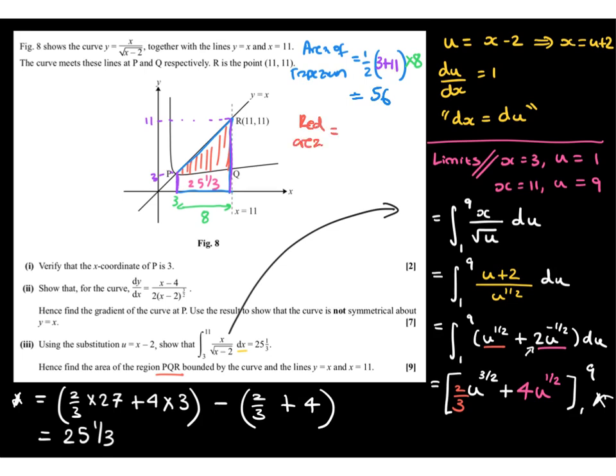So the area that we are after in the question, the red area, would equal 56, which is the area of the full blue trapezium, subtract the pink area that we found via integration, which is 25 1/3, and this then leaves us with an answer of 92/3 square units.